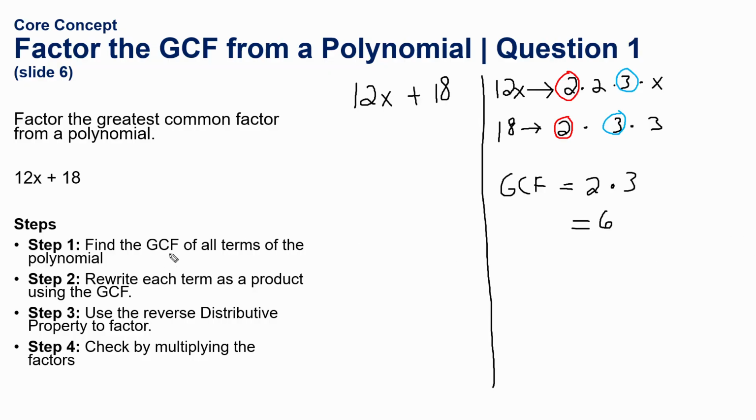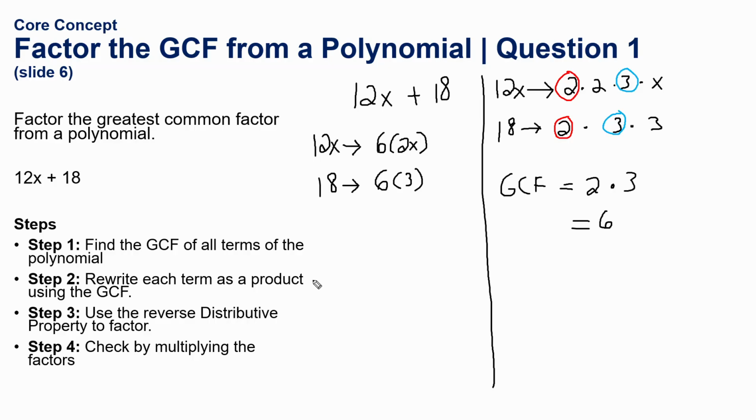So step 1, find the greatest common factor of all the terms of the polynomial. Well, that is 6. Now we need to rewrite each term using the greatest common factor. So 12x, using our greatest common factor, would be equal to 6 times 2x. So 6 times 2 is 12, and then I have the x term as well. So 12x is my result there. 18 then can be rewritten as 6 times 3 is 18. So step 2, rewrite each term as a product using the greatest common factor.